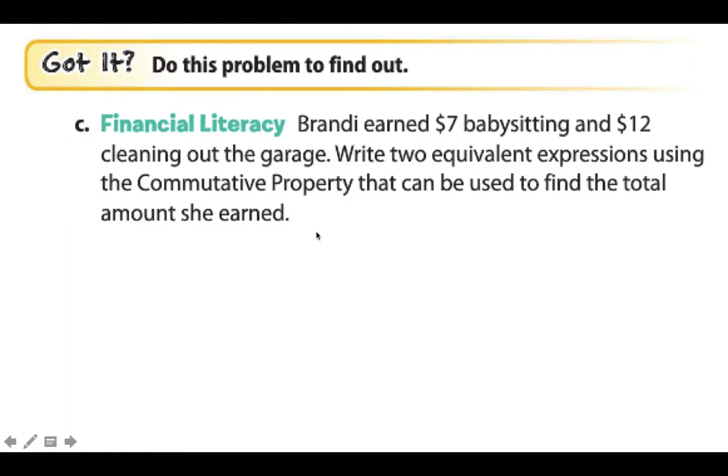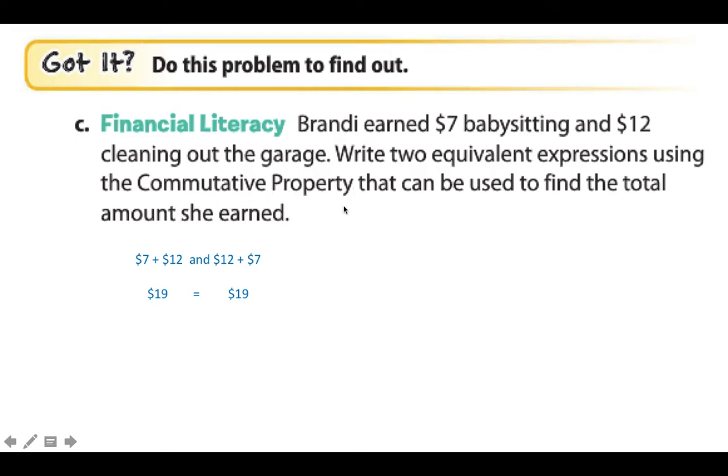Try this one on your own and we'll see how you do. Okay, so this problem says, Brandy earned $7 babysitting and $12 cleaning out the garage. Write two equivalent expressions using the commutative property that can be used to find the total amount she earned.